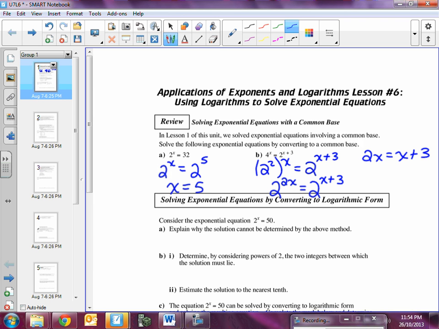If I want to solve these equations, that means I have to solve for x. So I have to get my x to one side, get my numbers to the other side. So this is just solving linear equations right now. So I want to subtract my x to get rid of on my right-hand side. 2x minus x is x equals 3. So that's how you solve these.